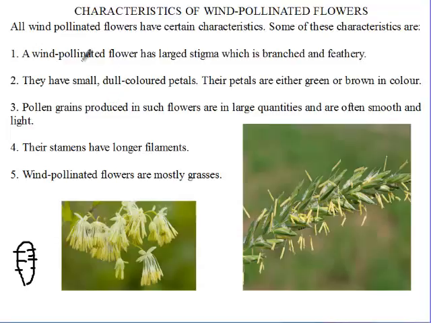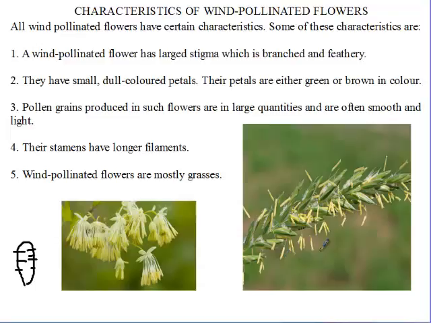One, the wind pollinated flower has a large stigma which is branched and feathery. So their stigmas are large. The reason why they are large is because the pollen is moving in the wind. As it is moving, it needs to be trapped. So without a large stigma, the pollen will just float away. So their stigmas are large so that they can easily come in contact with the pollen that is moving in the air.